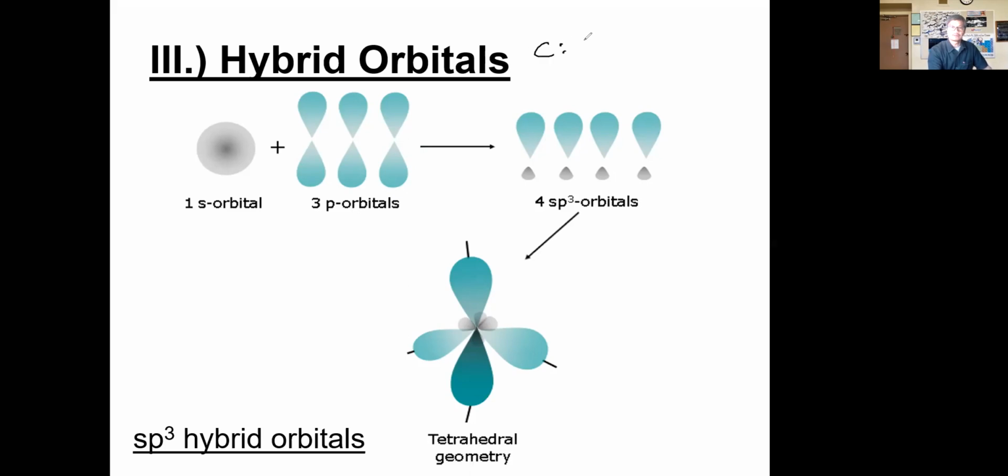The electron configuration for carbon is 1s2, 2s2, 2p2. Sorry, 2p4. Okay, so the 2p2. Hold on a second. Sorry, guys. Let me check something really quickly. Let me grab my book here. 2p2. Sorry, you guys.